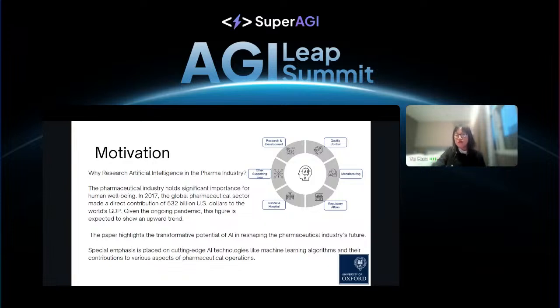So you may ask, why do we focus on this area? Why do we want to research the pharmaceutical industry? Because we all recognize that the pharmaceutical industry holds significant importance for human well-being. And you can see the data on the presentation. The global pharmaceutical sector makes a direct contribution of $532 billion to the world's GDP. And given the ongoing pandemic, this figure is anticipated to be much more than that.